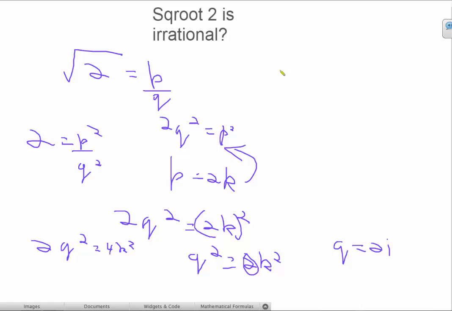And so we can say that root 2 is p, which was 2k, divided by q, which we found out is 2i. But notice something here: both of these 2's are cancelling off. This means that it wasn't actually in its simplified state. And from this we can therefore derive that the square root of 2 is irrational, because it cannot be expressed as the ratio of two numbers without there being a contradiction.